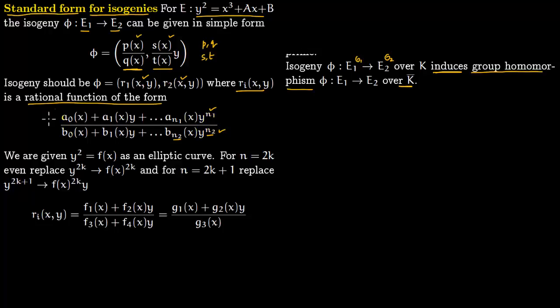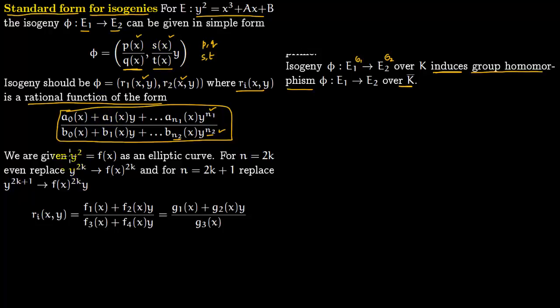Now this is the general form. So r1 and r2 actually look something like this. We are going to go from this general form, which is a rational function, to something really simple, which is this form. Just because our curve is given in short Weierstrass form, you can form a simple standard form of isogeny like this. So let us see how this happens.